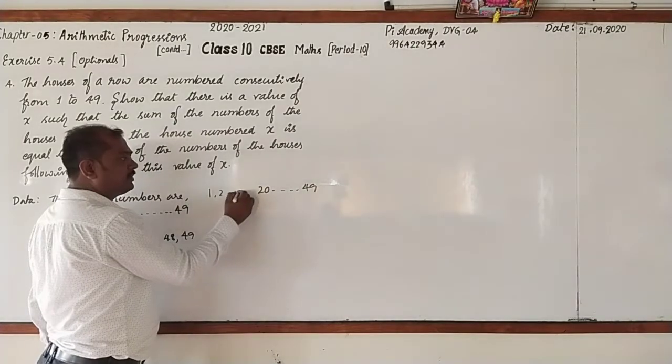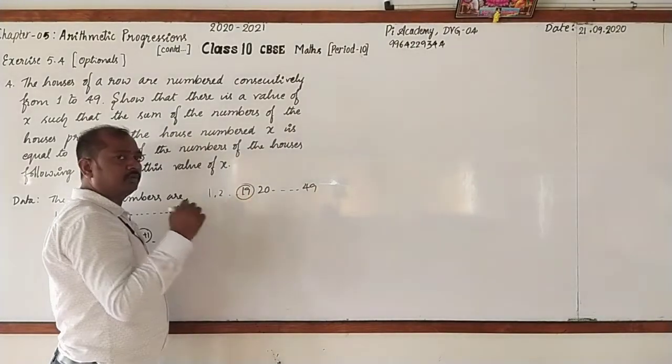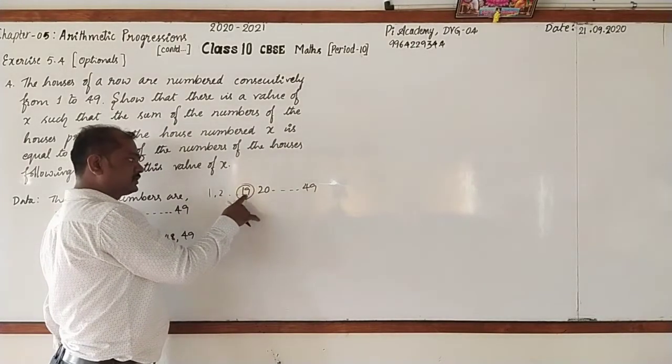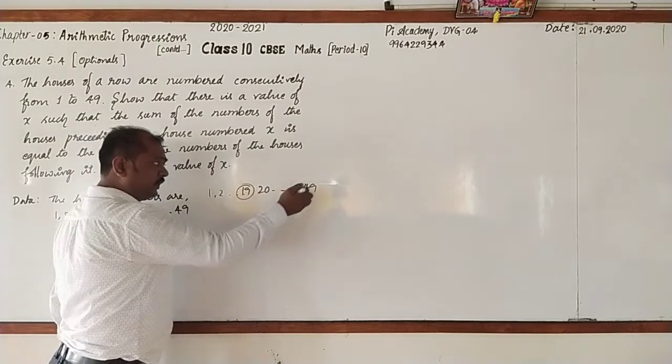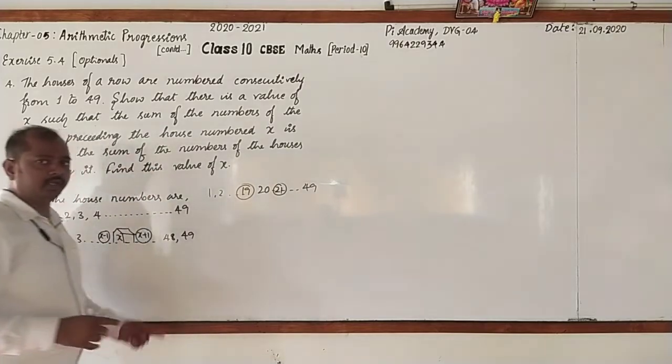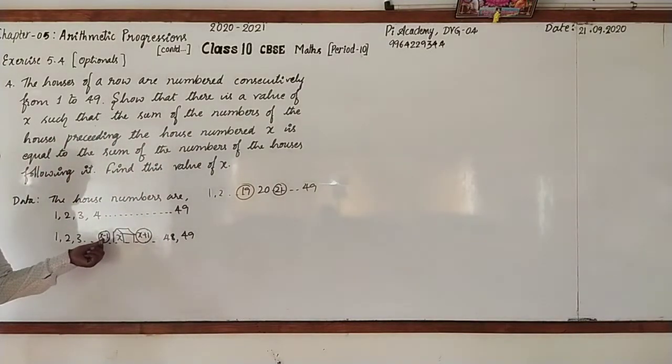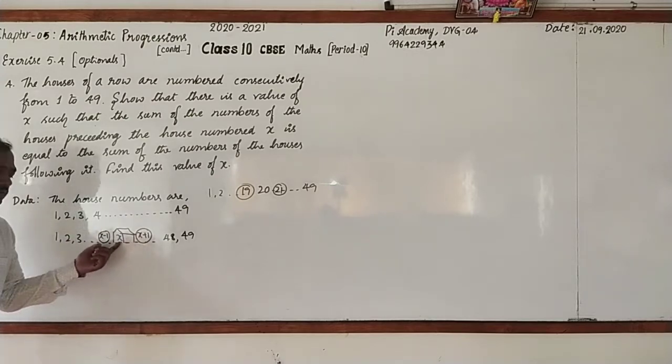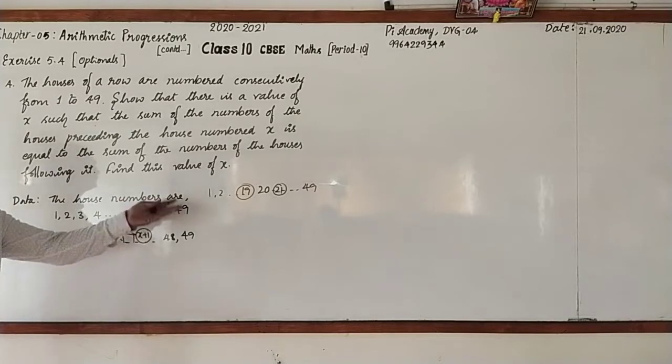What is its previous number? Previous number is 19. How do you get? See, 20 minus 1 is 19. Next to 20 is 21. How? Adding 1 to 20. Clear? Same thing. Look here, we have subtracted 1 from x to get the previous number, and we have added 1 to x to get the next number.